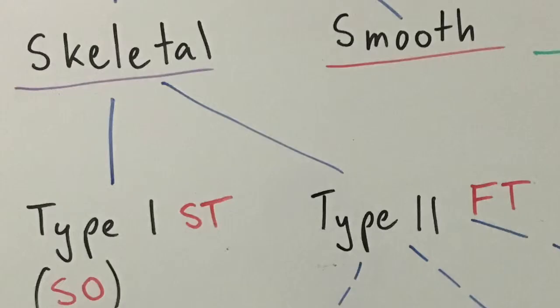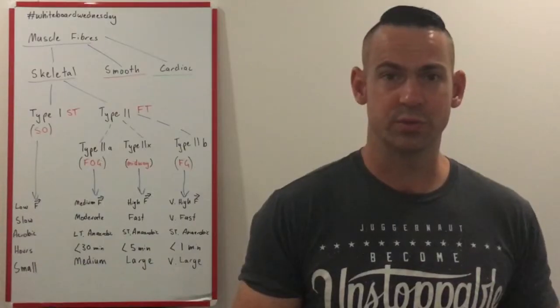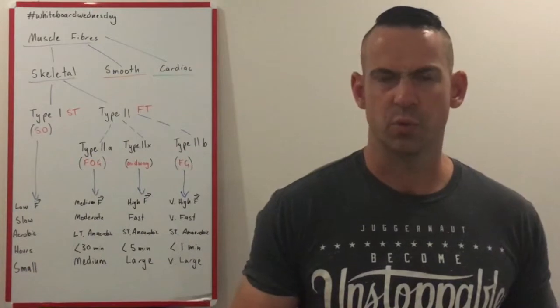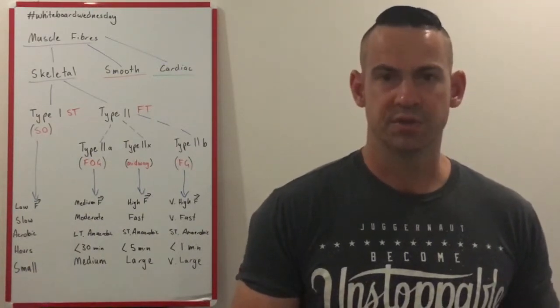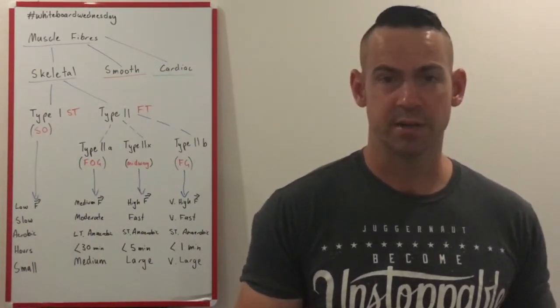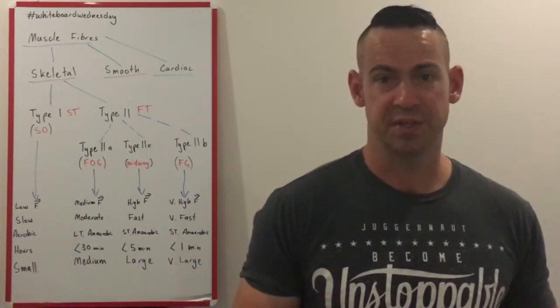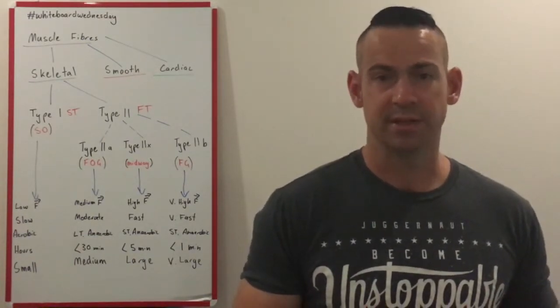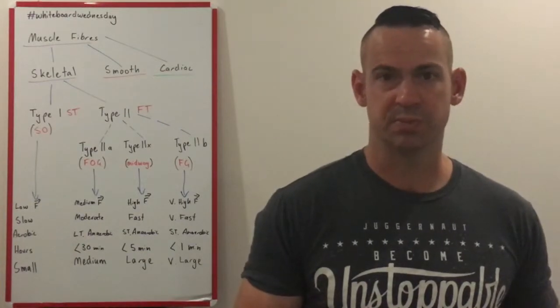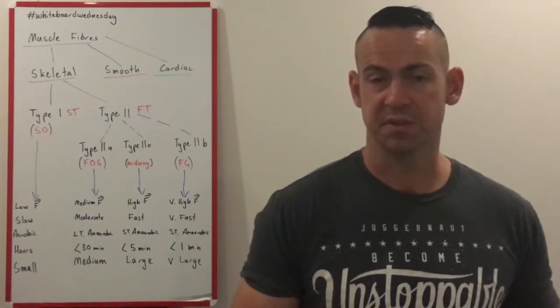We have type 1 fibres and type 2 fibres. There are differences between the two muscle fibre types that are really important to understand when it comes to training, so we can design and implement training that leads to training the right type of muscle fibre using a certain energy system that leads to our improvements in specific aspects of performance or fitness.